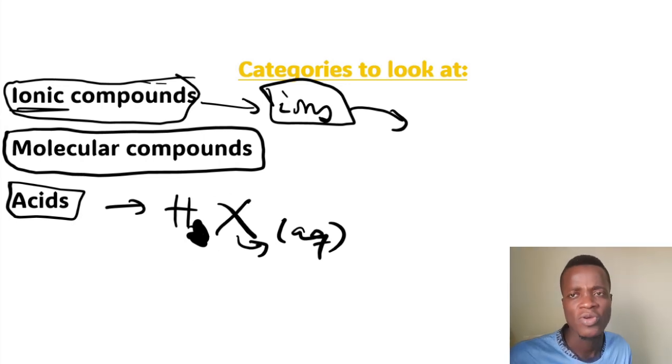So now you understand what IUPAC is, you understand what nomenclature is, you understand inorganic compounds. Then you know the categories that we are going to look at. We are going to start in the next session, now that you have an idea of what we are going to do. Let's start the journey.